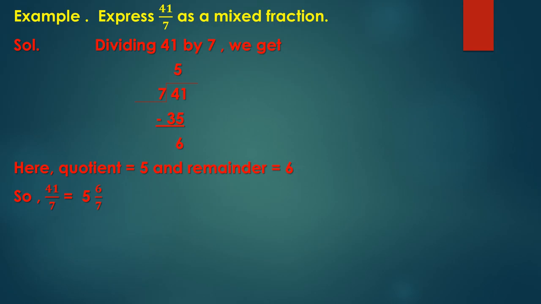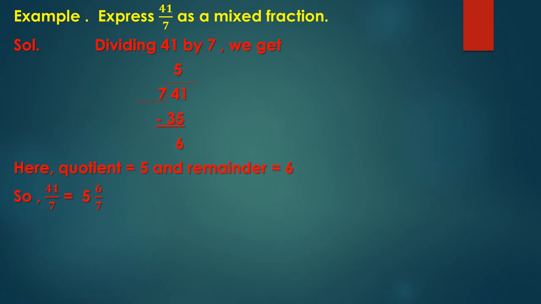Now you can see one example of this also. Express 41 upon 7 as a mixed fraction. As I told you, you have to divide numerator by denominator. In this, you will divide 41 by 7. So, divide 41 by 7. You will get 7 5s are 35. Now, when you subtract, you get 6. So, 5 is our quotient and 6 is our remainder.